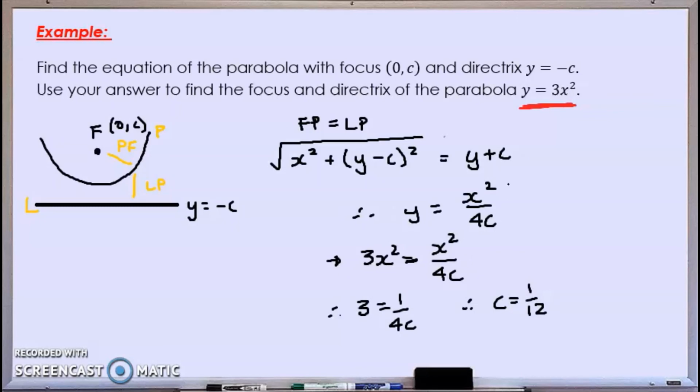With that being the case, therefore our focus is at (0, 1/12), and our directrix is at y equals -1/12. And that point and that line will create the parabola with the equation y equals 3x squared.